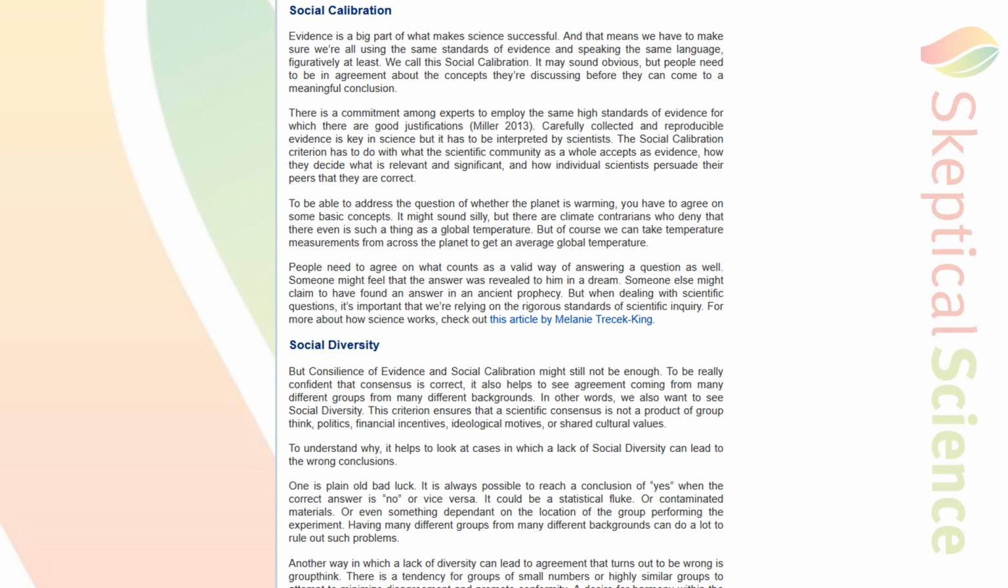To be able to address the question of whether the planet is warming, you have to agree on some basic concepts. It might sound silly, but there are climate contrarians who deny that there even is such a thing as a global temperature. But of course we can take temperature measurements from across the planet to get an average global temperature. People need to agree on what counts as a valid way of answering the question as well.